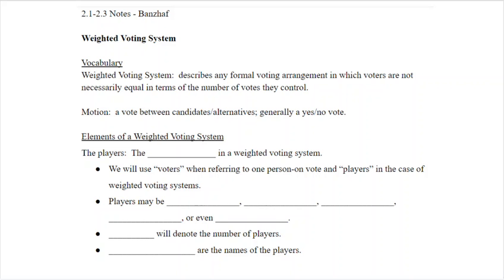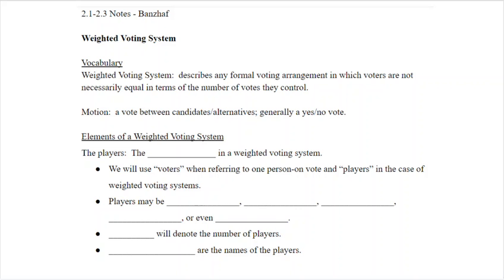All right, today we are going to start talking about weighted voting systems. So far, everything that we have talked about has been a situation where each individual gets one vote. Today we are going to start talking about systems where different voters get different numbers of votes. So, a weighted voting system is a formal voting arrangement in which voters are not necessarily equal in terms of the number of votes they control.